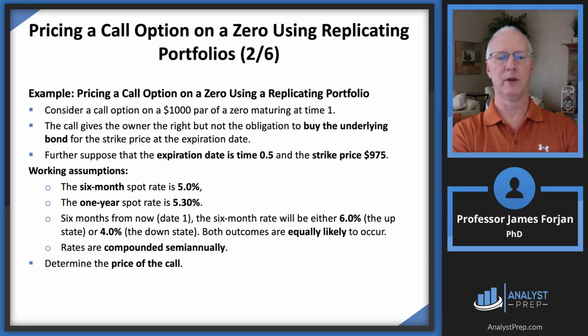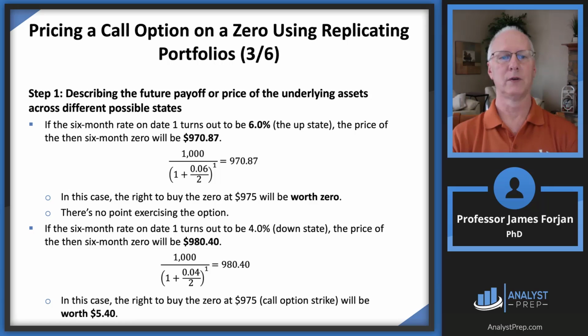All right, we're given some interest rates there, 5 and 5.3%. And 6 months from now, those rates will either be up or down, 6 or 4%. Both outcomes are equally likely to occur. Let's go ahead and assume semi-annual compounding here, and let's figure out what the price of that call option is going to be. All right, you ready for this?